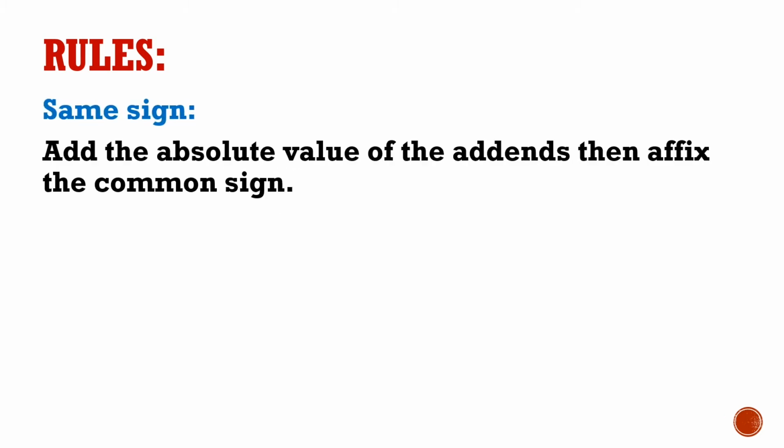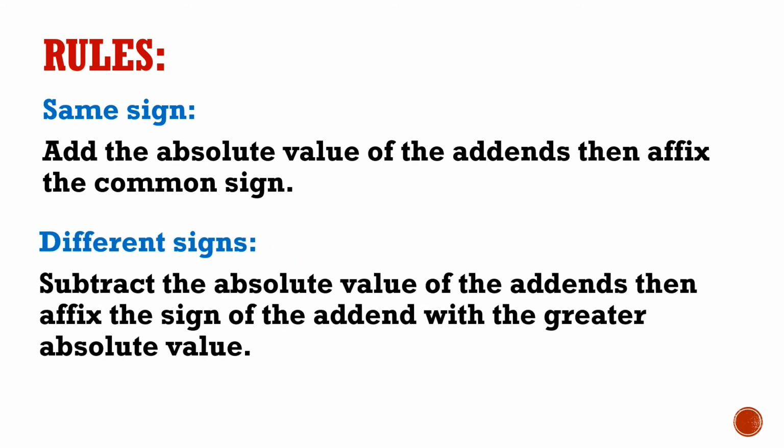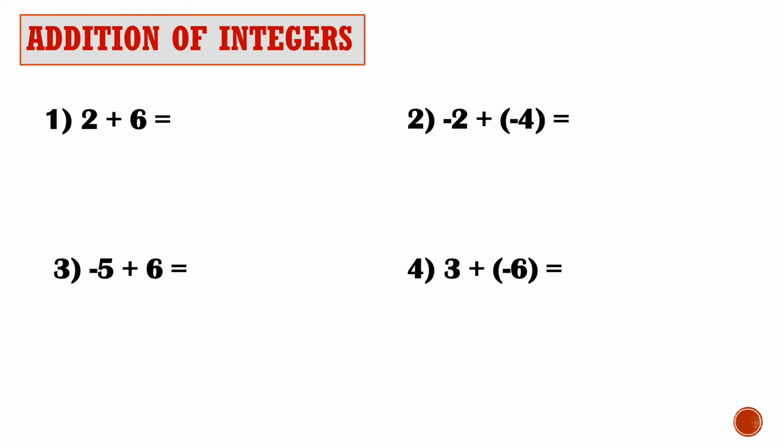Pwede natin gamitin ng rules kung nahihirapan tayo sa algebra tiles at number line kapag kinukuha ang sum ng integers. First, when we have same sign, add the absolute value of the addends, then affix the common sign. And different signs, subtract the absolute value of the addends, then affix the sign of the addend with the greater absolute value. Let us apply the rules for addition of integers.